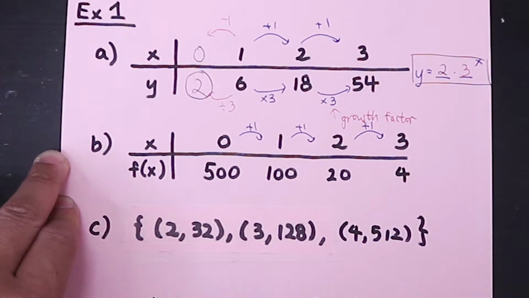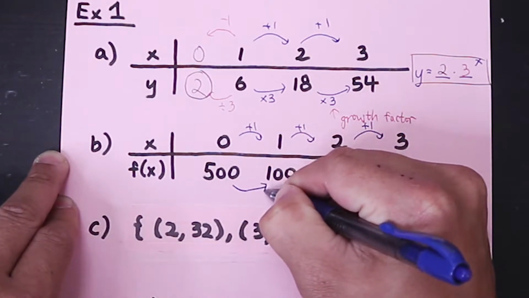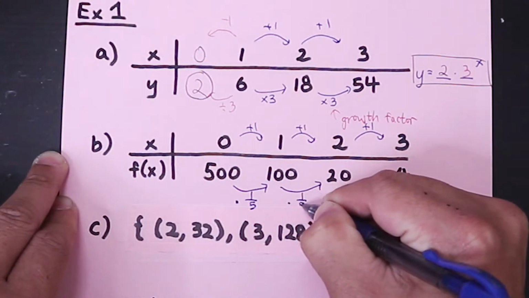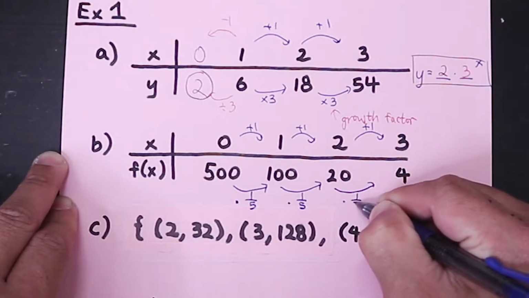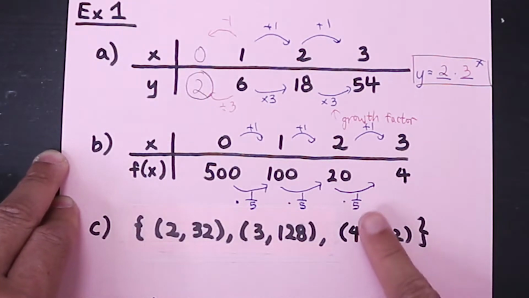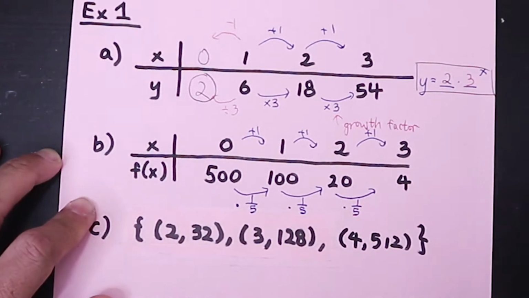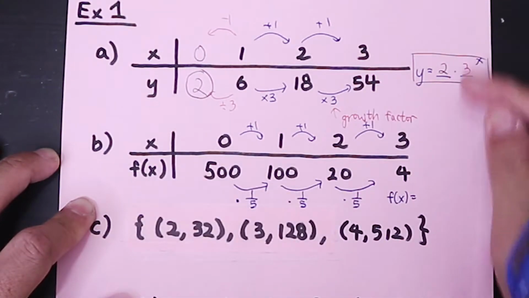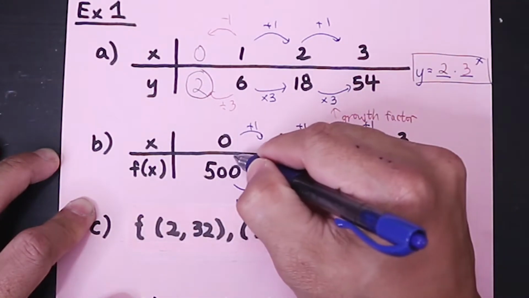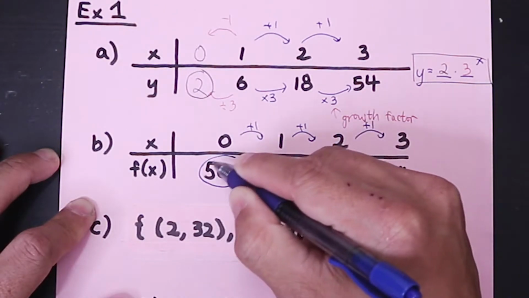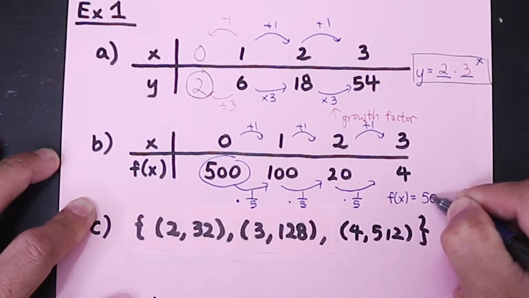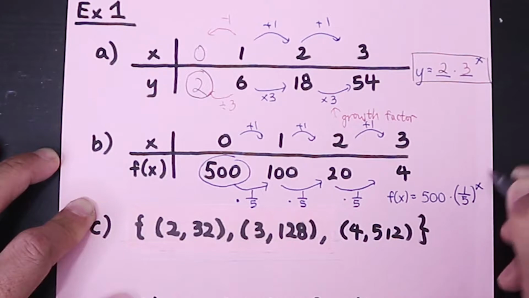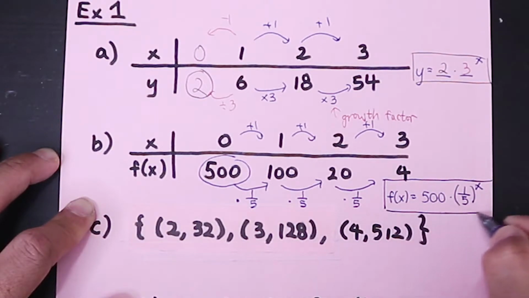But we're not going to write division, because dividing by 5 is the same as multiplying by the reciprocal, which is 1/5. So we do not write divided by 5, but we say multiply by its reciprocal, 1/5. That means our growth factor is 1/5. When you write the equation, we write f of x, not y, because it says f of x right there. You write the y-intercept first, which is 500 right here, because when x is 0, the y value is the y-intercept. So it's 500 times the growth factor, 1/5, to the x power. And this is your final answer.